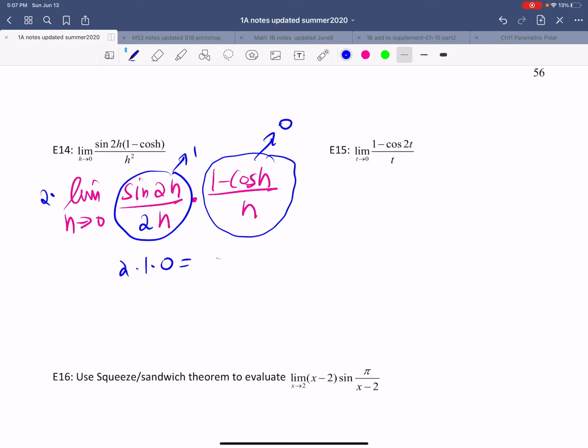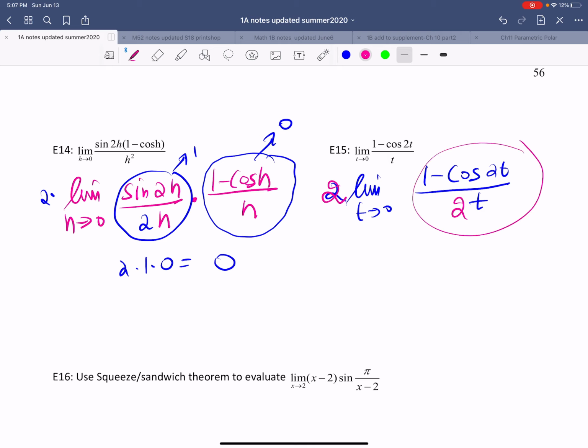2 times 1 times 0 would be simply equal to 0. Now we have the limit as t goes to 0 of 1 minus cosine 2t divided by t. Well, we have to have the same argument in the denominator that we have in the numerator, so we can multiply and divide by a 2, and now we know this limit goes to 0, so we would be able to say 2 times 0 is 0, and the limit goes to 0 in that case.